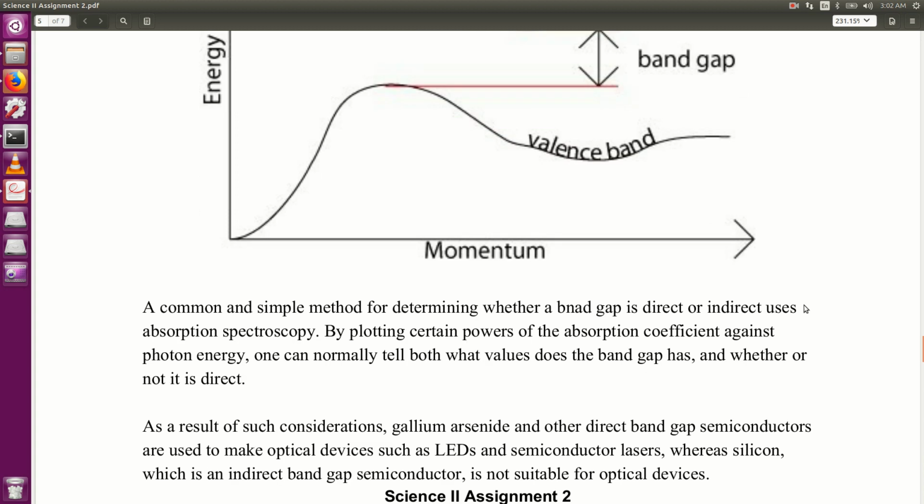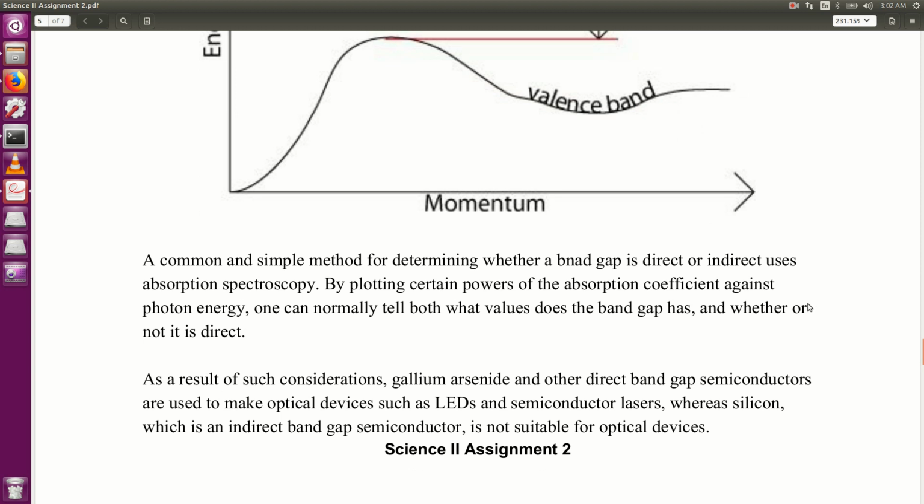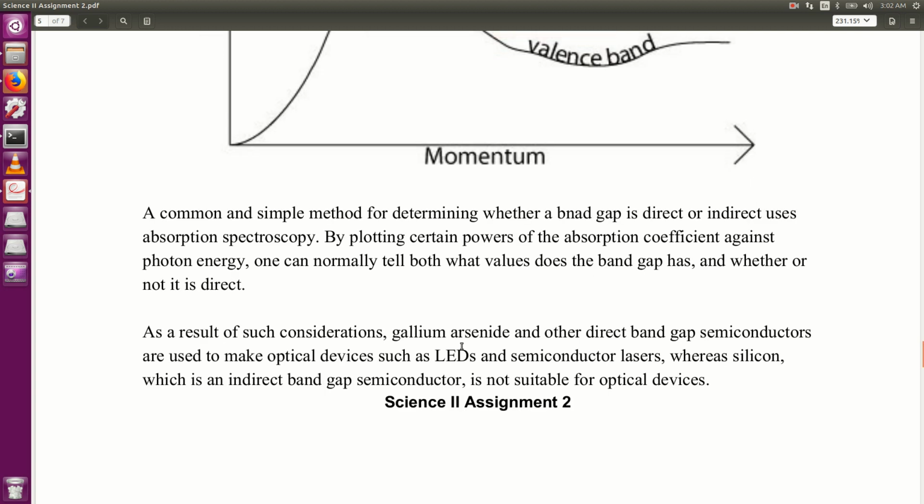A common and simple method for determining whether a band gap is direct or indirect uses absorption spectroscopy. By plotting certain powers of the absorption coefficient against photon energy, one can normally tell both what the value of the band gap is and whether or not it is direct. As a result of such considerations, gallium arsenide and other direct band gap semiconductors are used to make optical devices such as LEDs and semiconductor lasers, whereas silicon, which is an indirect band gap semiconductor, is not suitable for optical devices.